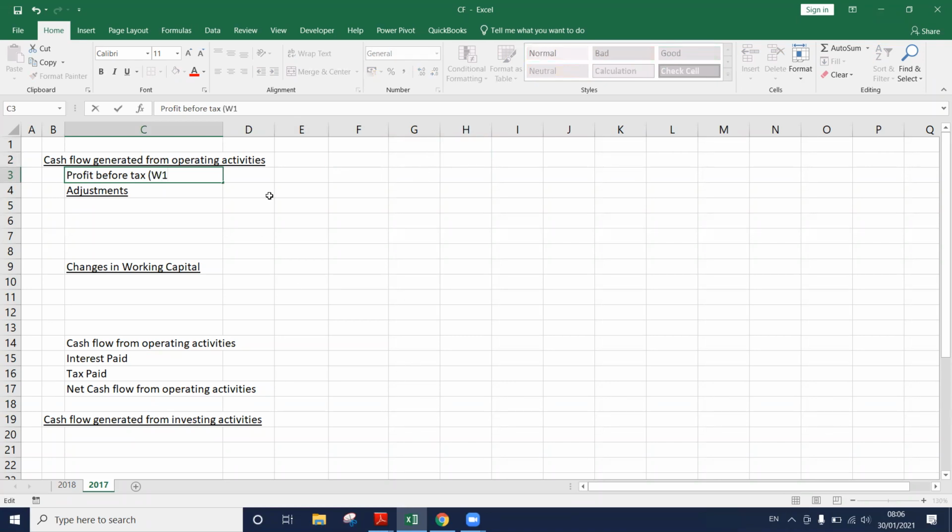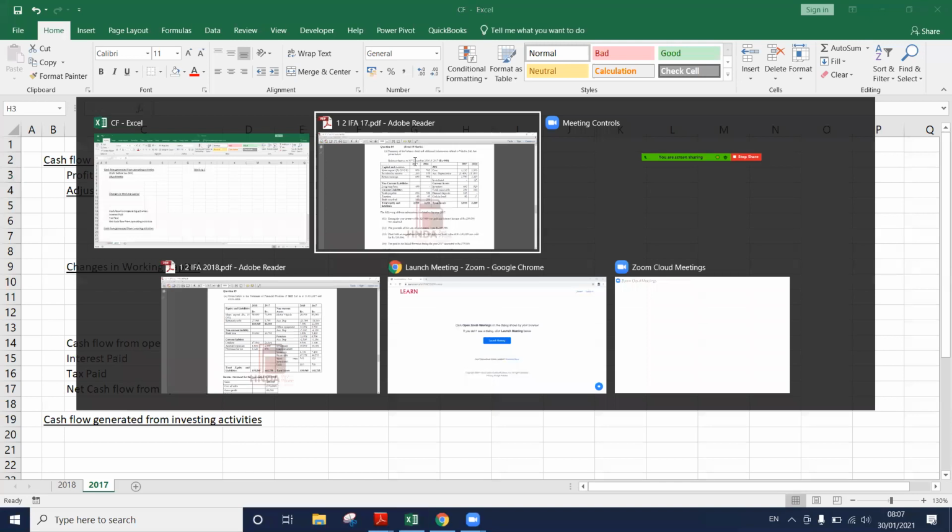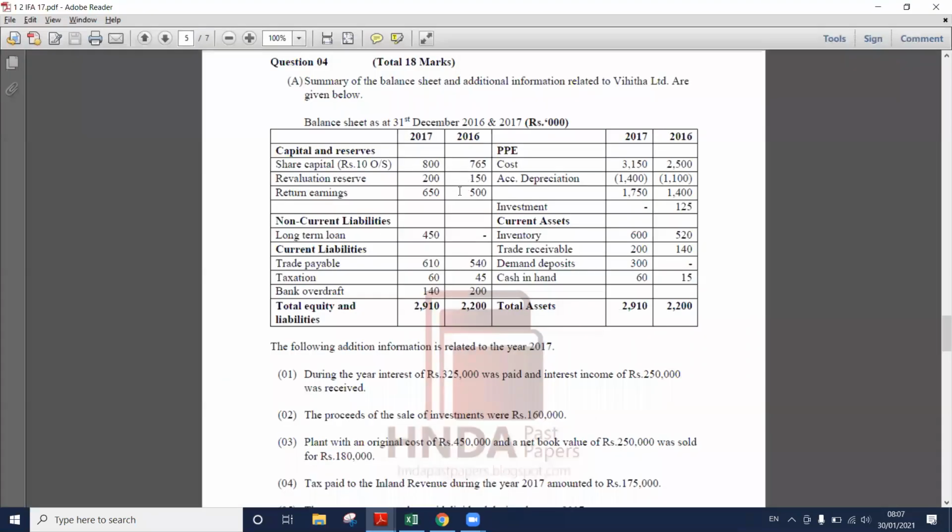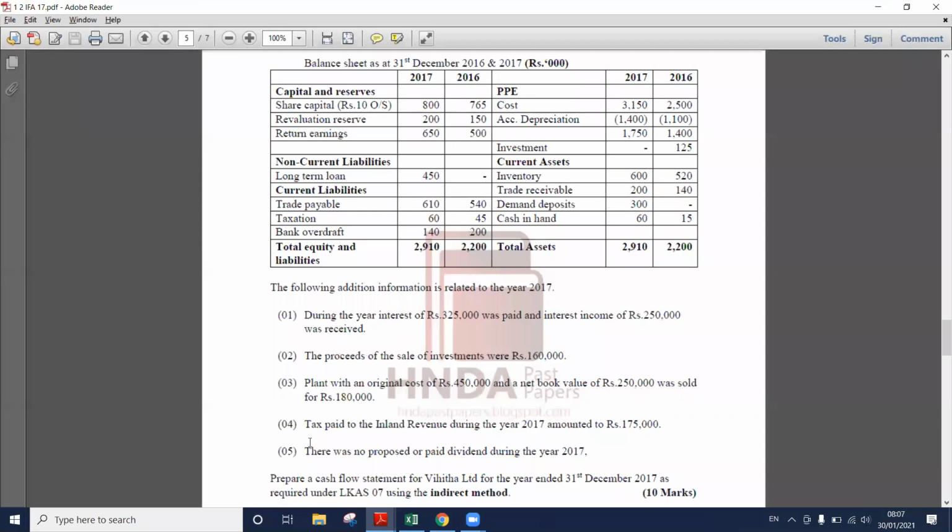I will say working number one. Working one. We are going to calculate the profit before tax figure. Where can we start? What do we know? At the beginning of the year, we add the year's profit to retained earnings, and if there are dividends, those are deducted and we get the closing retained earnings. But here they have specifically given that there was no proposed or paid dividend during the year. No dividends. Then the difference between these two is the net profit for the year.